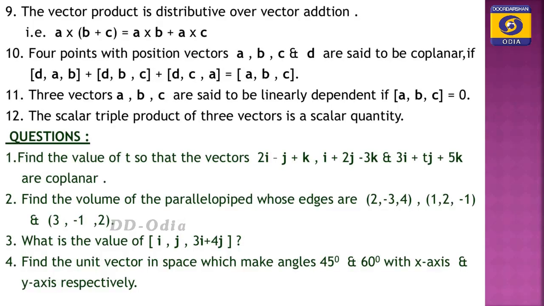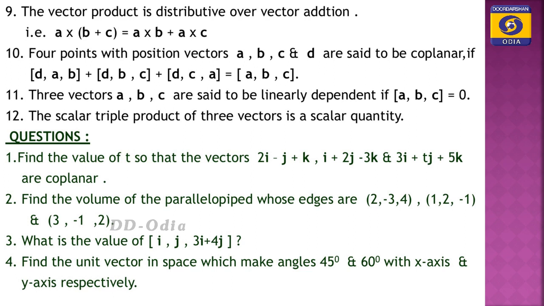Okay. Then come to find the volume of the parallelepiped whose edges are these 3 vectors: 2, minus 3, 4; 1, 2, minus 1; and 3, minus 1, 2. We only have to find out the scalar triple product. Another question already we have discussed: the value of i, j, 3j plus 3i plus 4j. That scalar triple product is equal to 0.